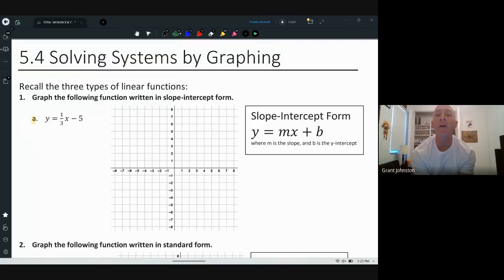Solving systems by graphing. So this first page here is just a review of the 3 types of forms. I'm going to do that fairly quickly, and you can skip ahead in the video if you don't need this review, but I'm going to review these really quick.